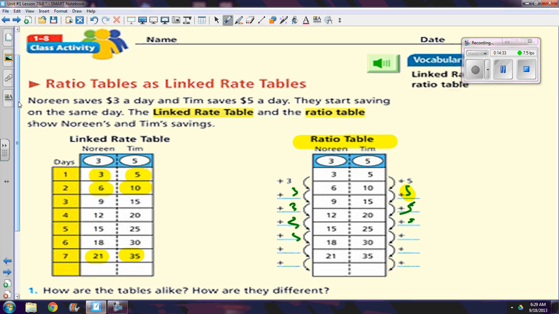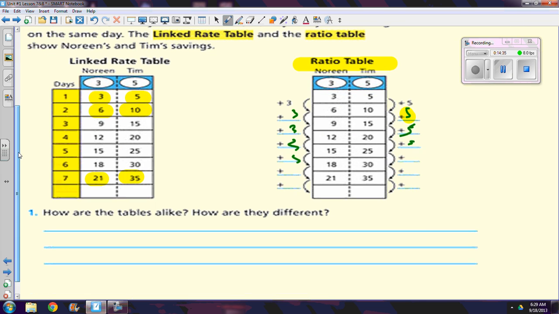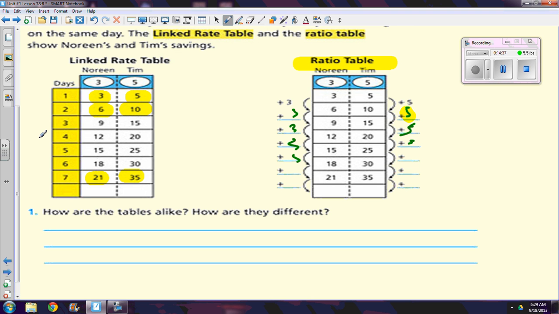Hopefully that makes sense. But I want you to answer the question down below, which is, how are the tables alike and how are they different? So looking at both tables, a rate table and a ratio table.